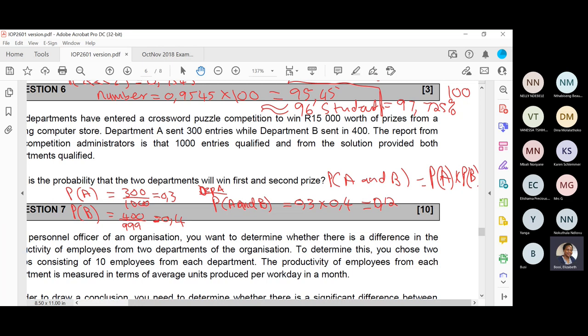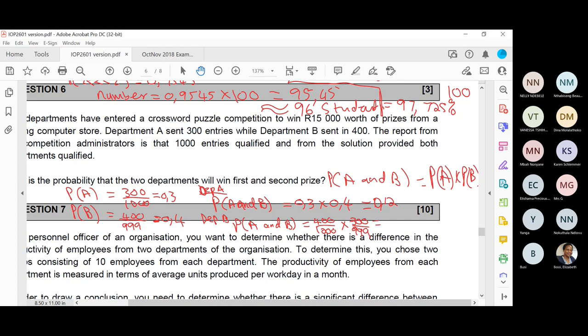Now we need to also do the same for when Department B wins the first prize. So if Department B wins the first prize, you go and do the same thing. I'm not going to redo it separately, I'm just going to do it here. So the probability that Department A and Department B win, if Department B wins the first prize, will be 400 divided by 1,000 multiplied by 300 divided by 999.